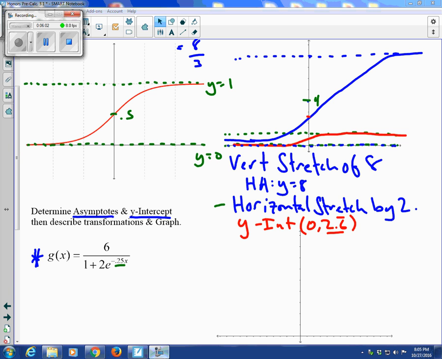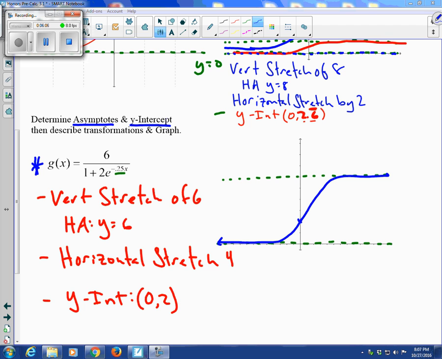All right, guys, so looking at this one, we can first see from that 6 in the numerator that we're going to have a vertical stretch of 6, which gives us our top horizontal asymptote at y equals 6. We could say we have the bottom horizontal asymptote at 0 still, right? We have a horizontal stretch by a factor of 4 from that multiplication of 0.25 in the exponent, right? That would be a horizontal stretch by the reciprocal. And right here we can say we've got a y-intercept of 2.